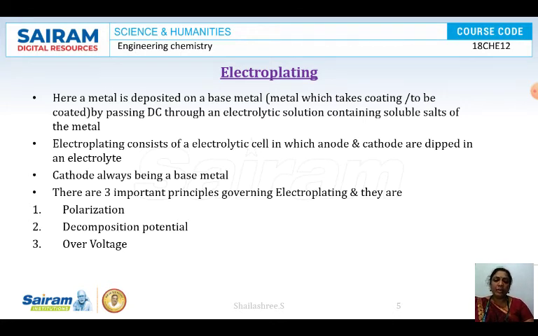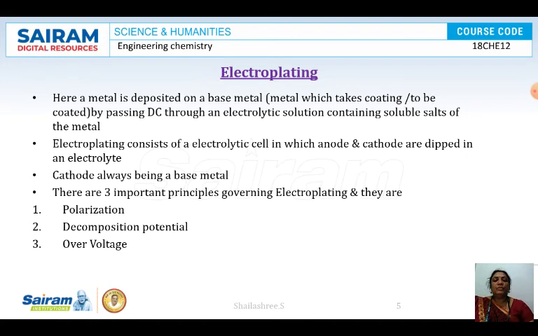In the electroplating process, there will be an electrolytic cell, a big tank, which may be made of either wood or concrete. The electrolytic bath consists of a wooden or concrete tank where the anode and cathode will be dipped in the electrolyte solution, and the electrolyte solution will contain the coating material and other additives. The cathode is always the base metal. The anode will be either the coating material or an inert electrode.